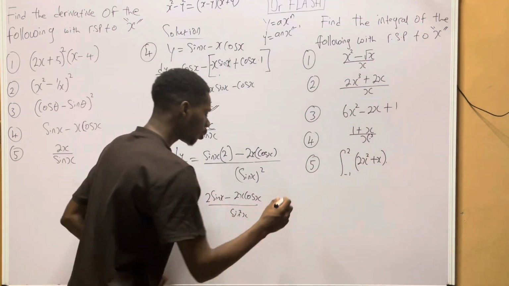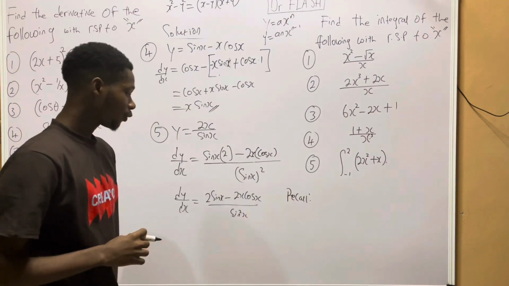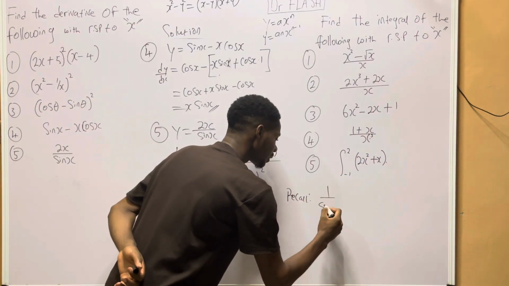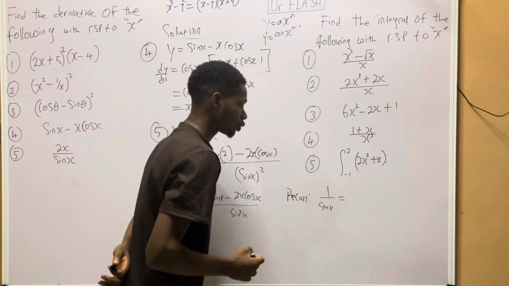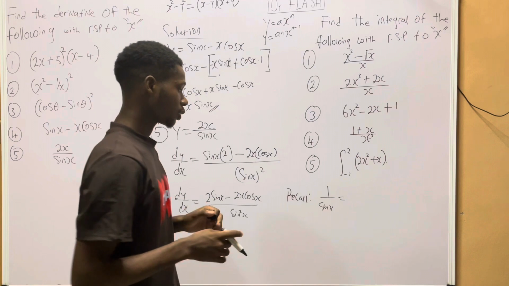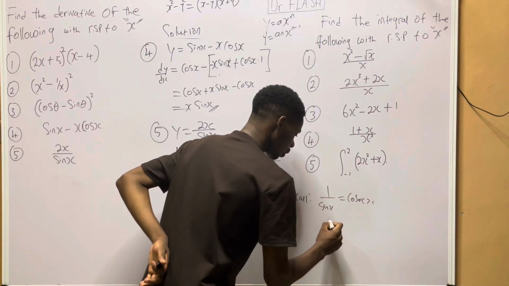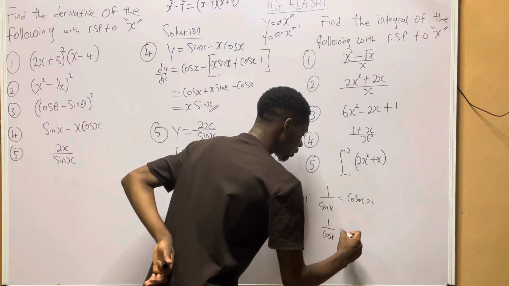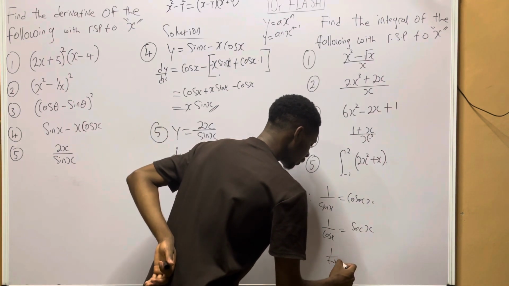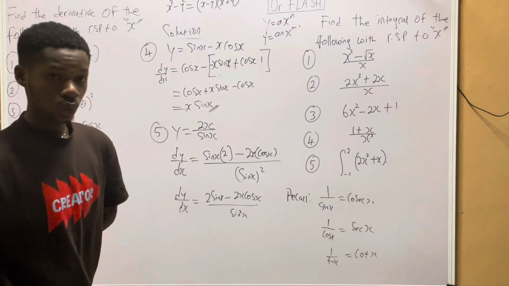Now, if you recall, 1 over sine squared x has a formula. 1 over sine x is equal to, now these are what we call the reciprocal trigonometrical functions. 1 over sine x is cosec x. 1 over cos x is sec x, and 1 over tan x is what we call the cotangent of x. So that's secant, cosecant, and cotangent.